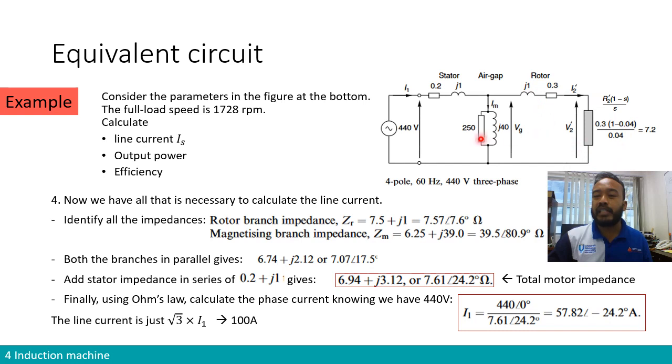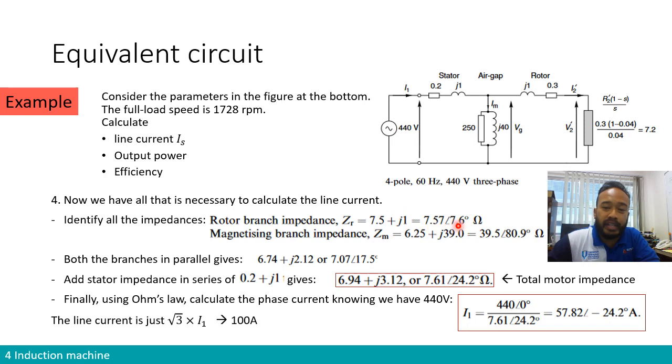So we can do the calculation in parallel, and then therefore we can deduce what is the current I1. So let's have a look at it. First, identify the impedance. The impedance of the rotor is basically J1 plus 0.3 plus 7.2, so we get 7.5. Here we get the resistive part 0.5 and the reactance part is J1.